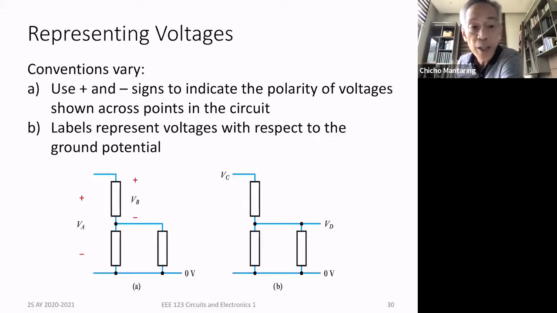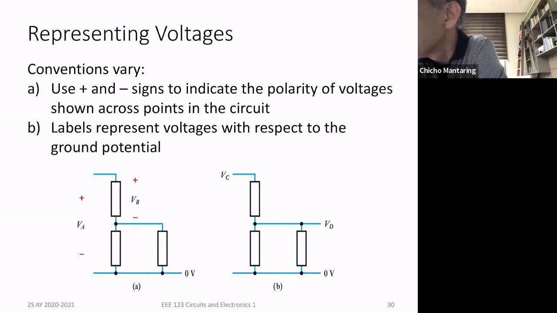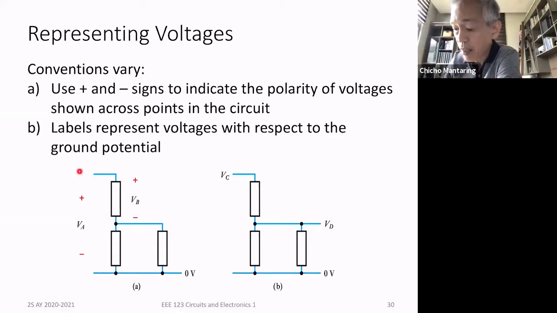So what are the different ways of representing voltage? The notes show 2 ways, but I'm going to add a third way. So this is one way. What are our voltages here? Voltages are VA, VB. Those are our voltages. Now we show the polarity of that particular voltage.